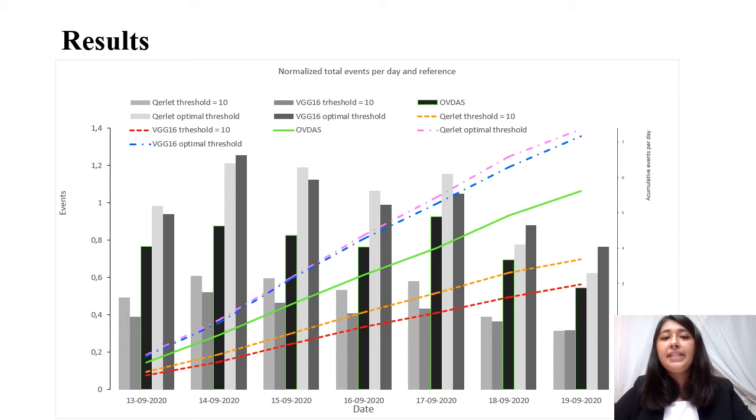Figures show the relation between estimated events per day and events detected in OBDAS. These parameters show that the threshold affects the amount of events per day, but the accumulative events in time remain with the same tendency. This is a very important aspect due to the fact that the 20% overdetection of our system will have the same behavior tendency as the reference.